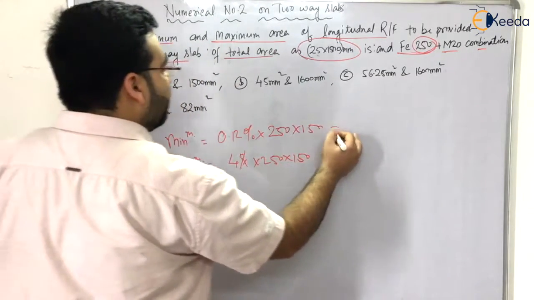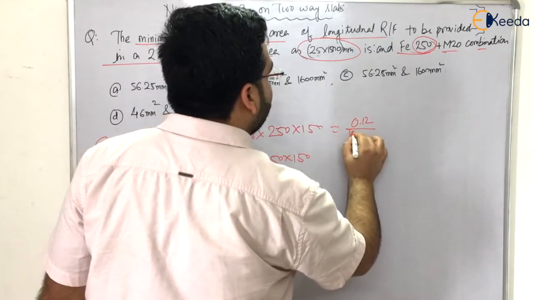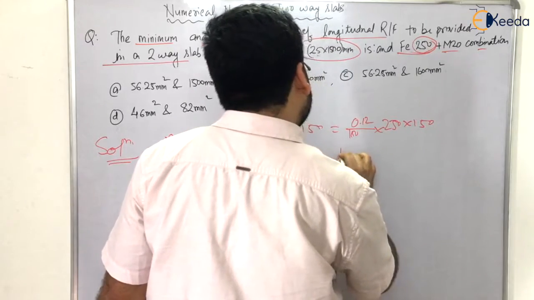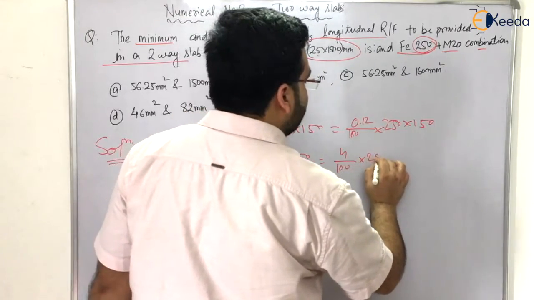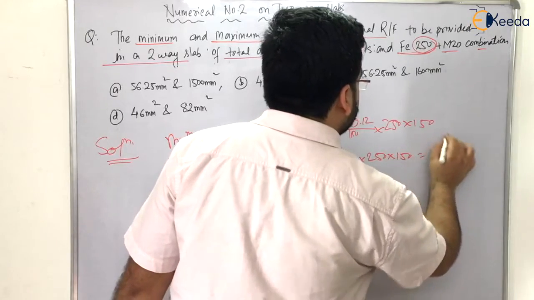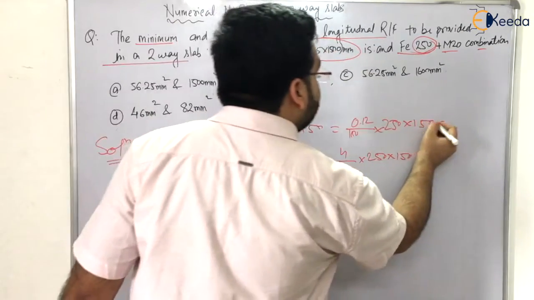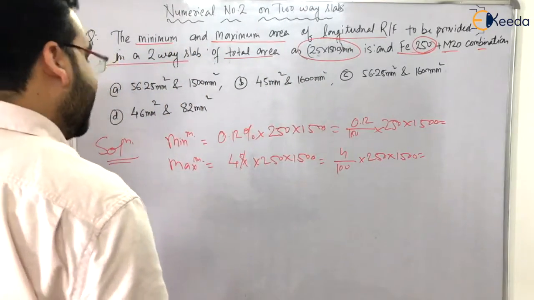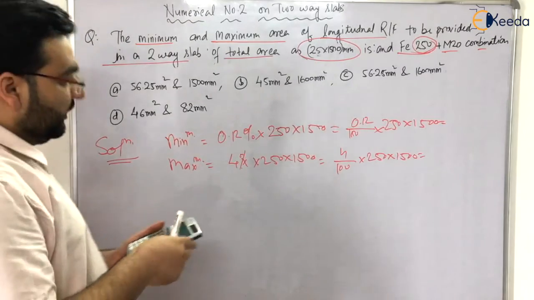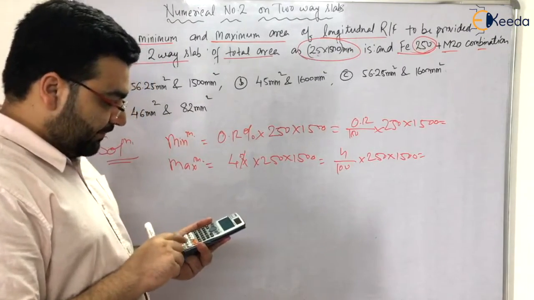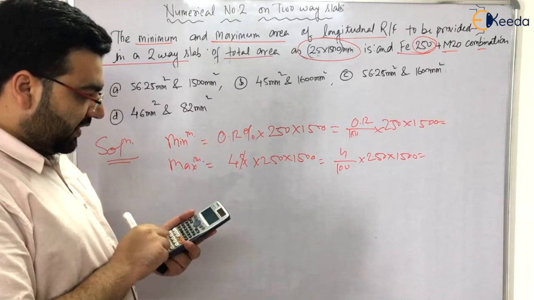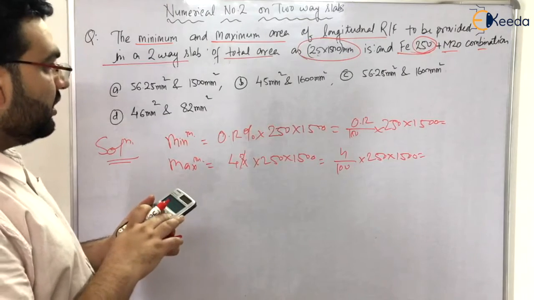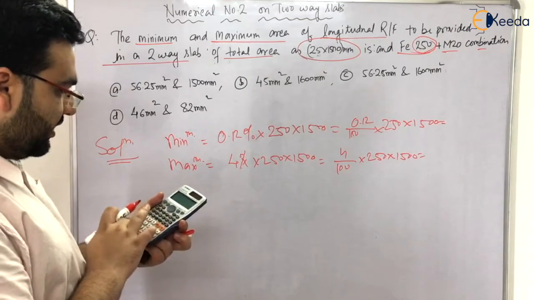So now let us calculate. It will be equal to 0.12 divided by 100 into 250 into 1500, and the maximum will be 4 divided by 100 into 250 into 1500. Okay, now let us see how much the answer is coming.